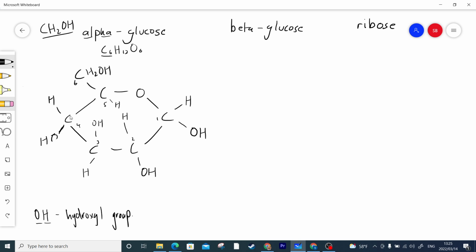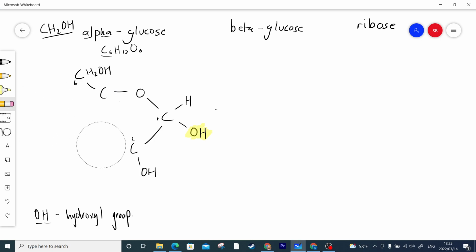Okay. This is alpha glucose, making sure that the defining feature of an alpha glucose molecule is that this OH is below this carbon. It's going downwards. In a beta glucose molecule, it's switched around. So you would draw the OH over here and the hydrogen over here. I'm going to do the beta glucose in a second. Okay, so this is the structure of an alpha glucose.